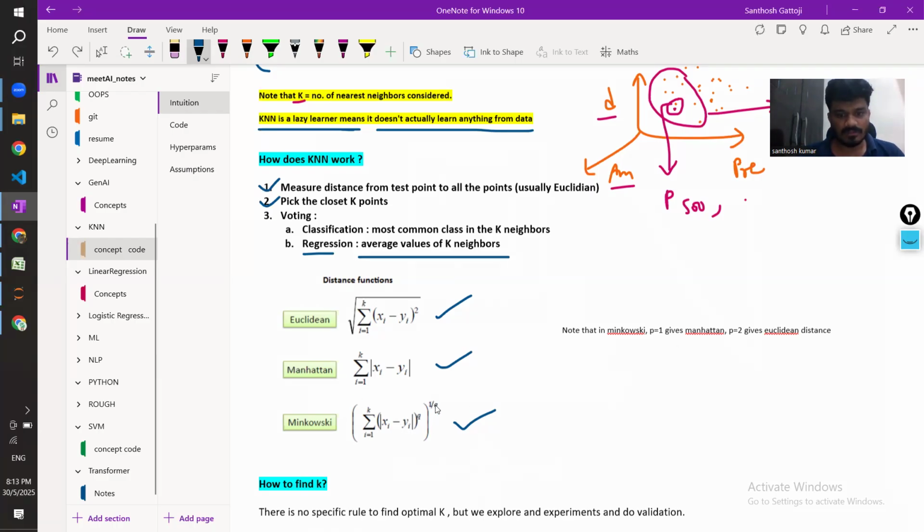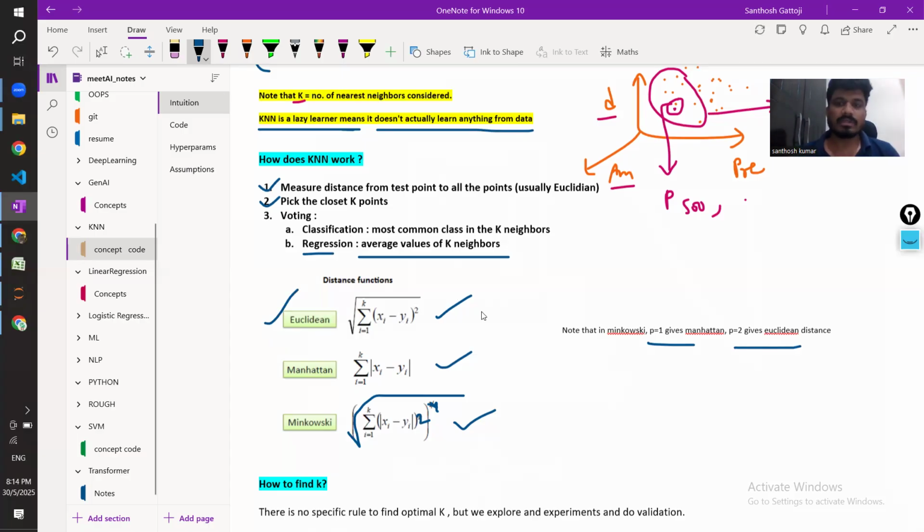And if Q equals 2, that means this will become 1 by 2 and this will become 2. 1 by 2 means square root. Square root can be written as whole power 1 by 2, right? And inside it will be squared, so this has become Euclidean. So Minkowski is not a special, but a generalized form of distance, where giving 1 gives Manhattan and 2 gives Euclidean. But usually we go with the Euclidean distance. As I said, even in our current project we're using Euclidean distance.